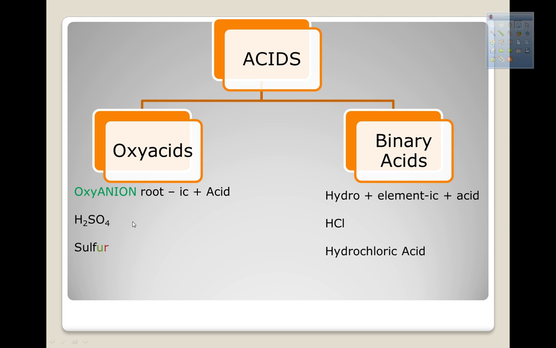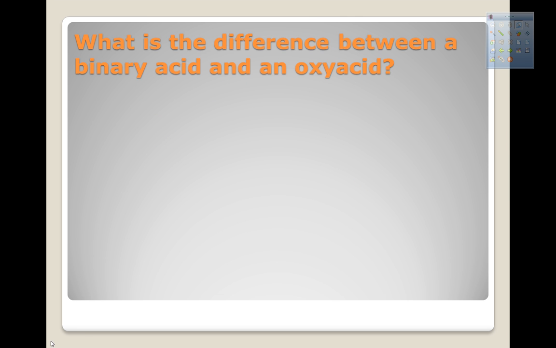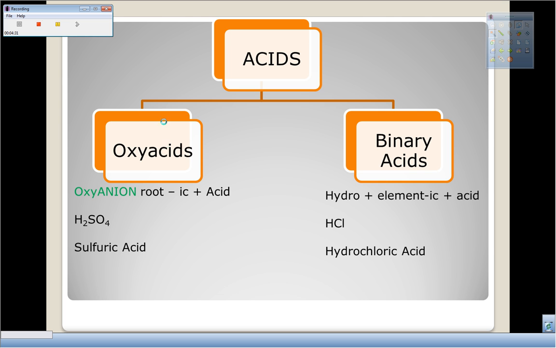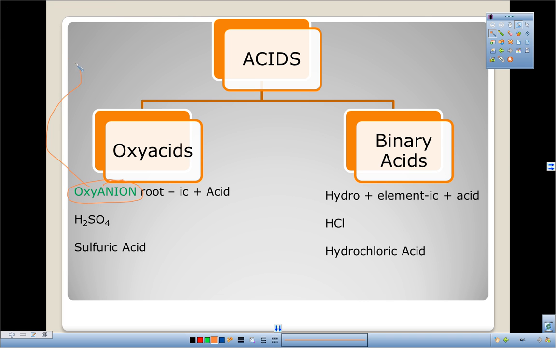And where is this root? Oxyacids are all what type of ion? They're anions. And what else do we call them? Polyatomic ions. So where do we look to find their name? Where do you look to find the name of a polyatomic ion? The polyatomic ion list. Yeah. That would help.